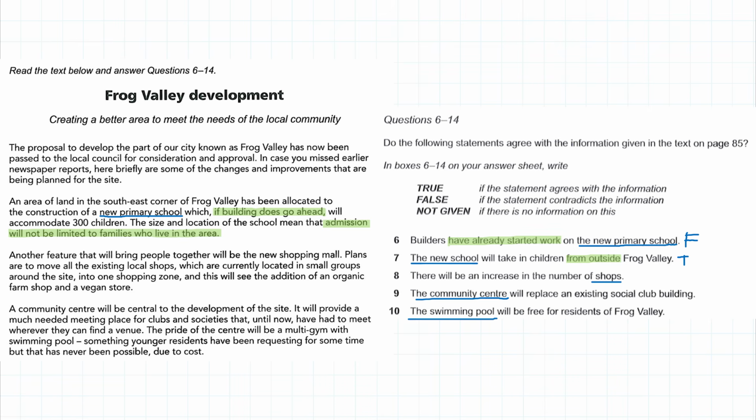What about number 8? There will be an increase in the number of shops. So an increase. And in the passage, we can see that there will be a new shopping mall. So what's going to happen to the number of shops? We can read that they actually move all the existing local shops, and this will see the addition of an organic farm shop and a vegan store. So all the existing shops plus 2 more. So there will be an increase.